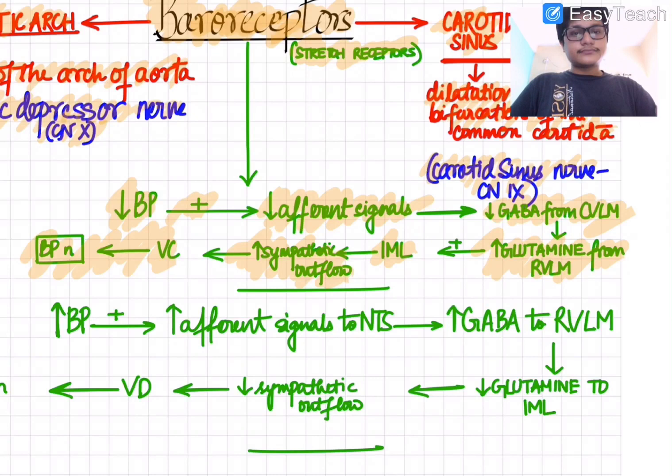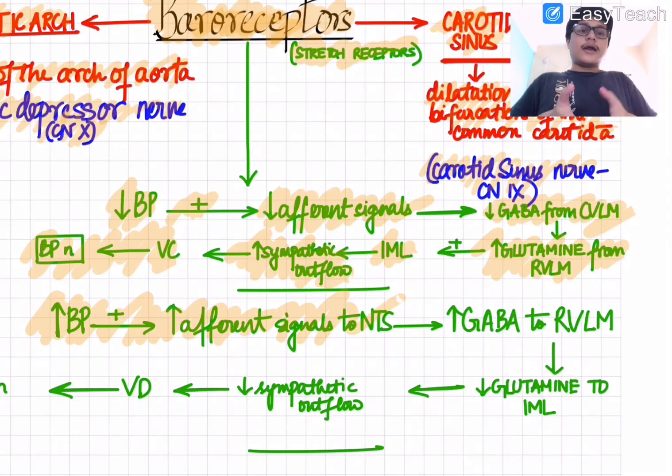And similarly, when there is an increase in blood pressure, the aortic arch and the carotid sinus baroreceptors will be stretched to a greater degree, and hence their afferent signals to the nucleus of the tractus solitarius will increase. The glutaminergic efferents from the nucleus of the tractus solitarius to the CVLM will also increase. The CVLM will start discharging GABA to the RVLM at a much higher rate. The RVLM will be inhibited.